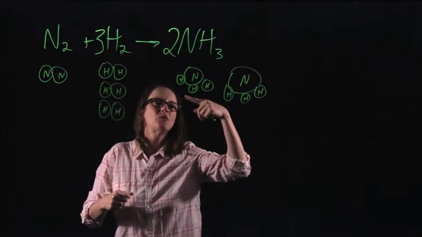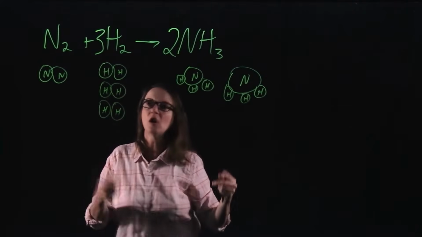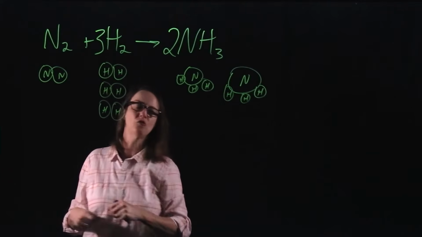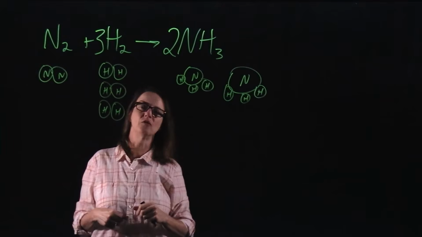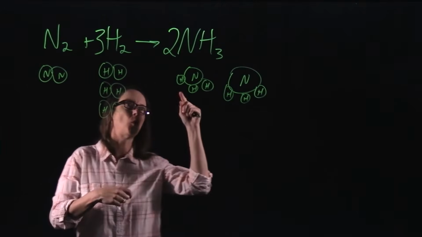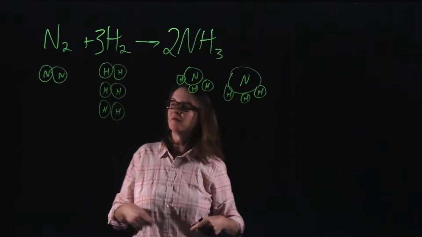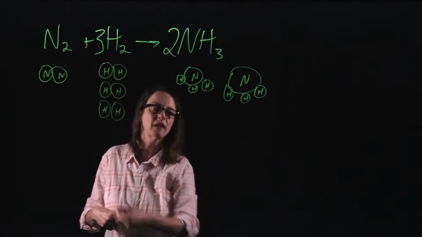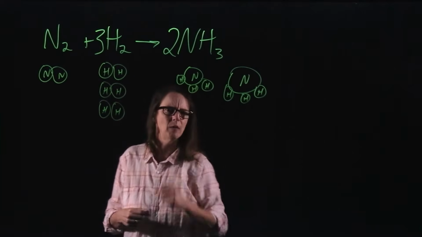But we can also scale this up because the coefficients represent a ratio. So we could talk about 100 molecules of nitrogen reacting with 300 molecules of hydrogen to form 200 molecules of ammonia. Or scale it up further and say 1 million molecules of nitrogen reacting with 3 million molecules to make 2 million molecules. You see what I mean?